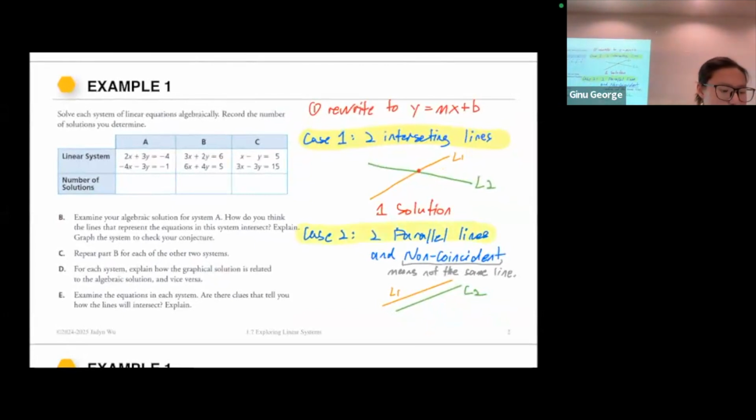In this case, we can see there's no point of intersection, therefore there will be 0 solutions, or no solution, if they're parallel to each other.